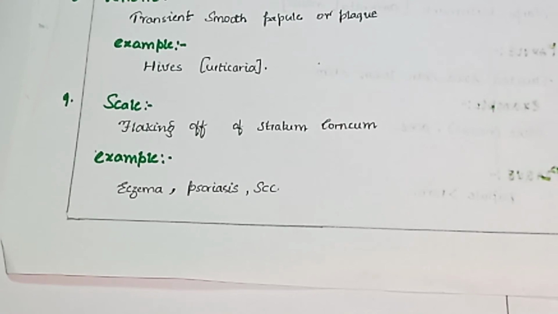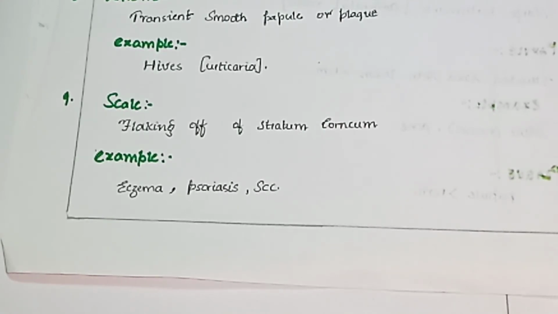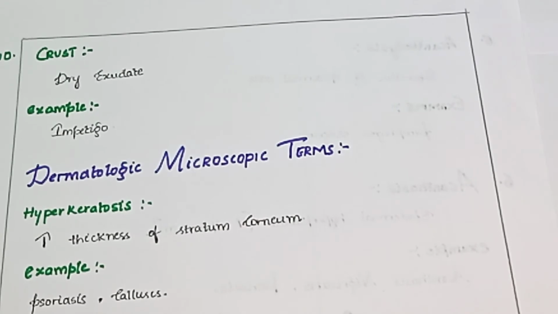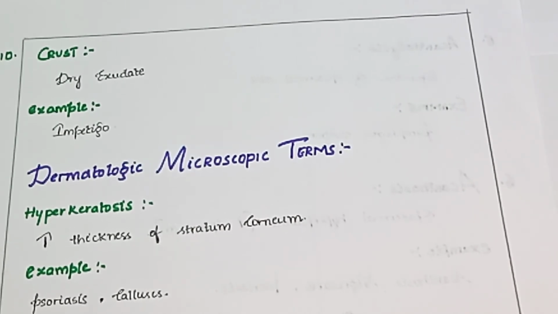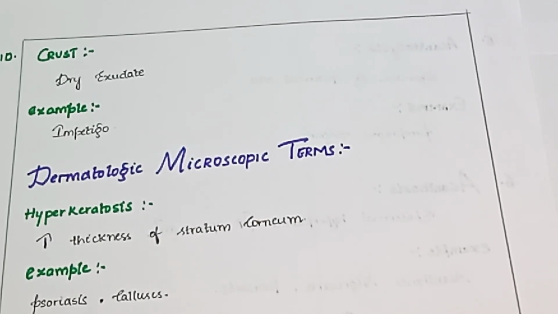The ninth one is scale. Flaking of the stratum corneum is the characteristic feature of scale. Examples are eczema, psoriasis, and SCC. The tenth one is crust. It is characterized by a dry exudate. An example is impetigo. Now, let us see the dermatological microscopic terms.